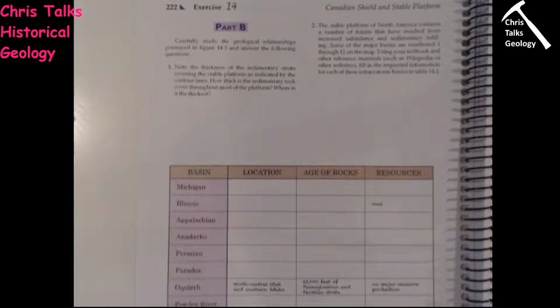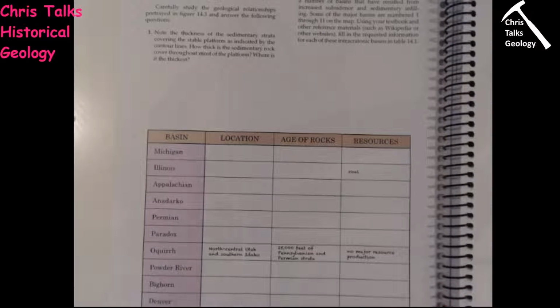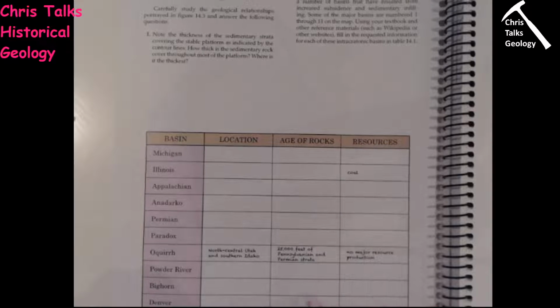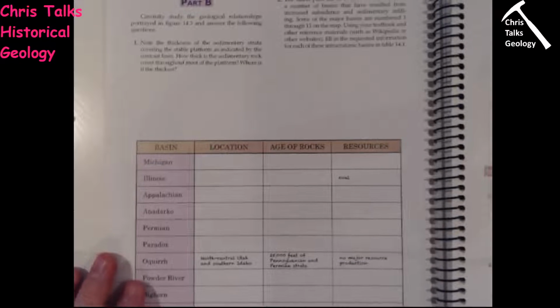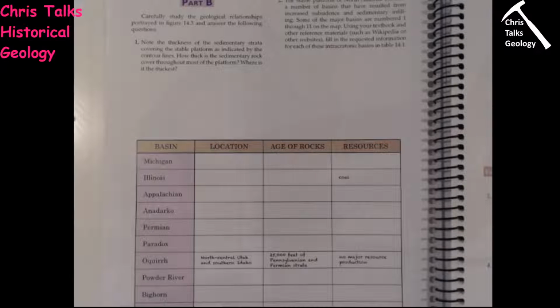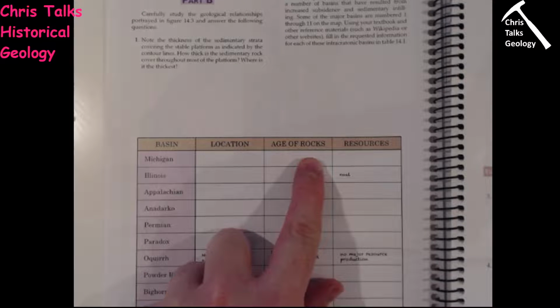Okay, so that's location. Age of the rocks. Well, the age of the rocks is quite straightforward. When you go on Wikipedia, it's going to say the Michigan Basin is a mixture of sedimentary rocks dating from between the Silurian and the Carboniferous. So you would write Silurian to Carboniferous in there. Done.